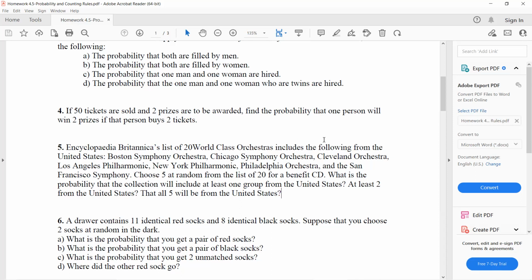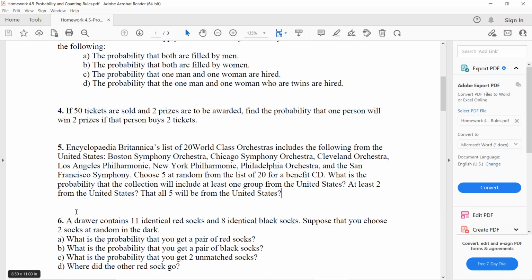What they gave us was, instead of telling us there were 7 from the United States, they named them all, okay? So the first part of this question says, what is the probability that the collection will include at least one group from the United States? So what we have to do here, we have to use the complement a little bit here.